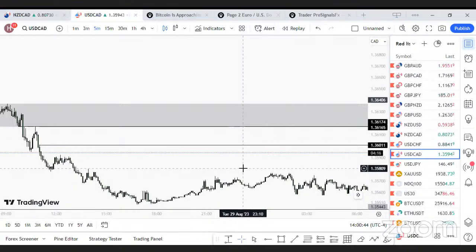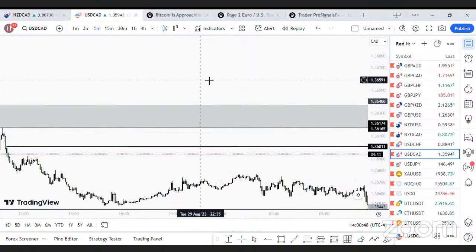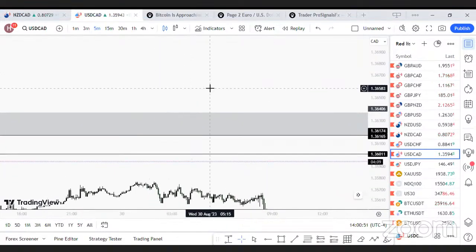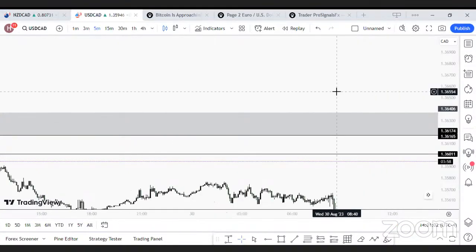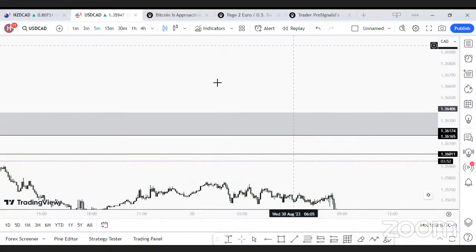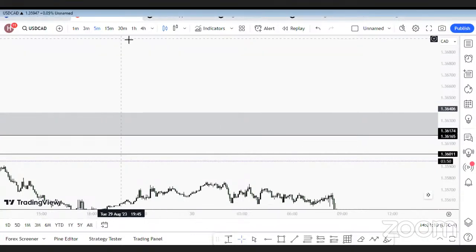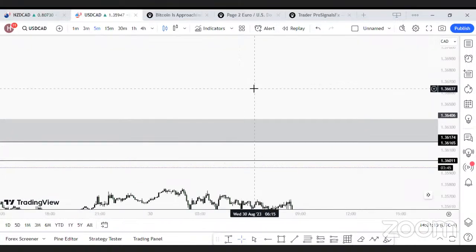So today we are going to be looking at, let's just say, a continuation from where we stopped last week Friday, that is how to analyze our market. My name is Leo and I remain your guide. Right here I have USD CAD, that is United States dollar against Canadian dollar.